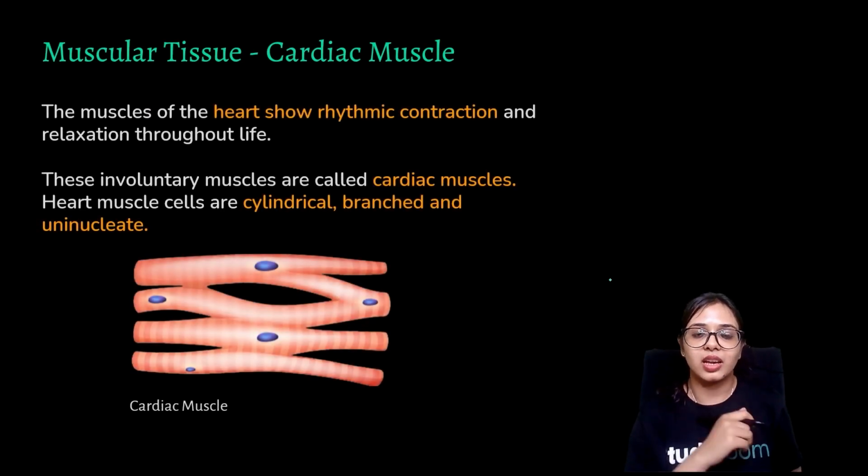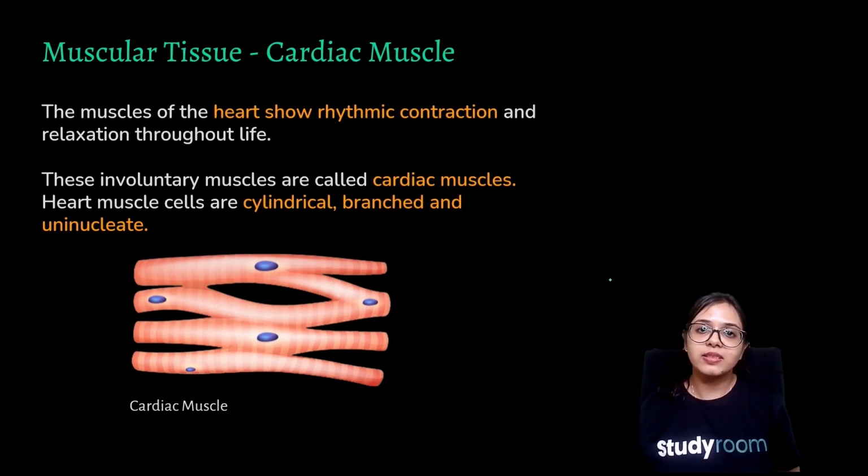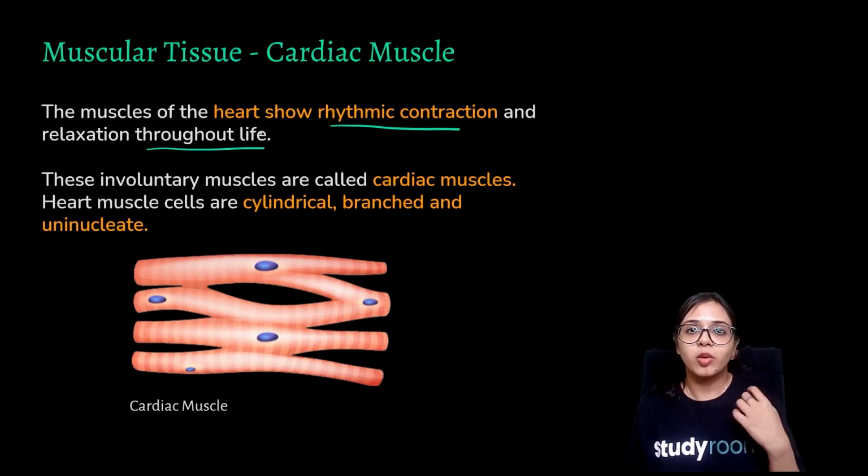Then you have the cardiac muscle. The reason why we learned about whether the striated muscles are branched or not is because cardiac muscles are branched. Cardiac muscles are found around the heart. They show rhythmic contraction and relaxation throughout life. Throughout life, because from the moment when we are born to the moment that we die, the heart continuously pumps blood. That is how we are able to survive.